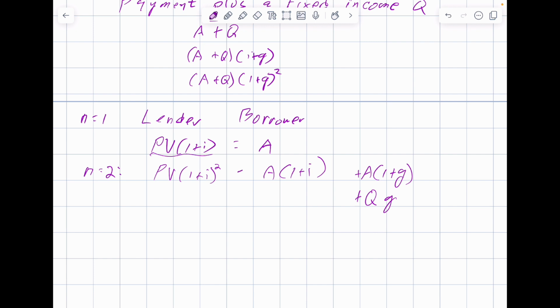Again, setting these two columns equal, and solving for A, we can calculate that the first payment amount will need to be made for a 2-year loan given PV, I, and G. A will be a little more than half of PV. Next, we'll calculate the payment for a 3-year loan by hard coding N equals 3.